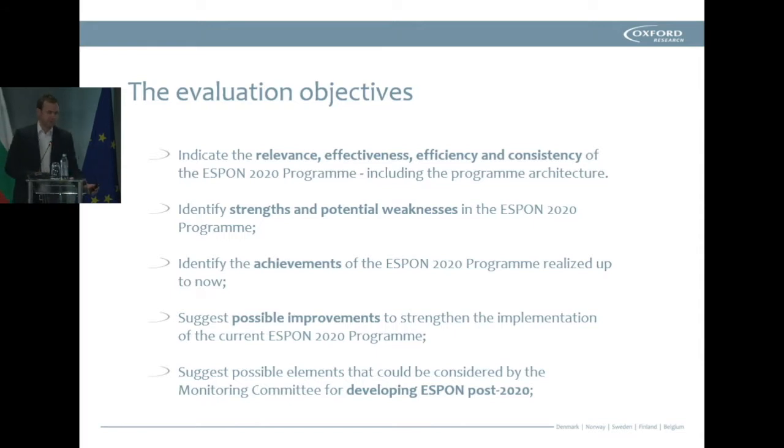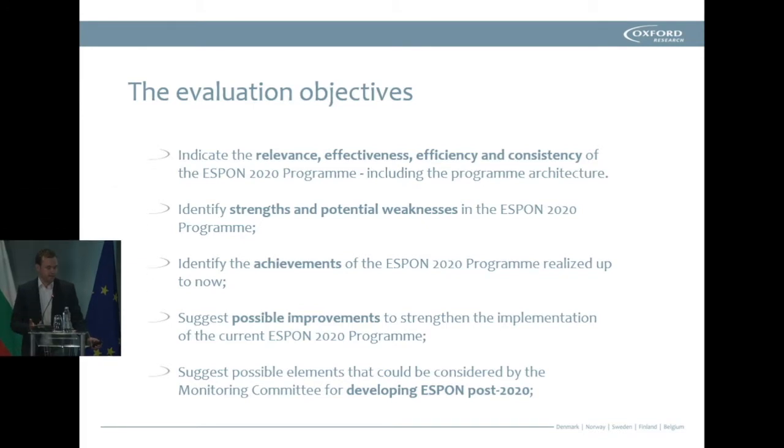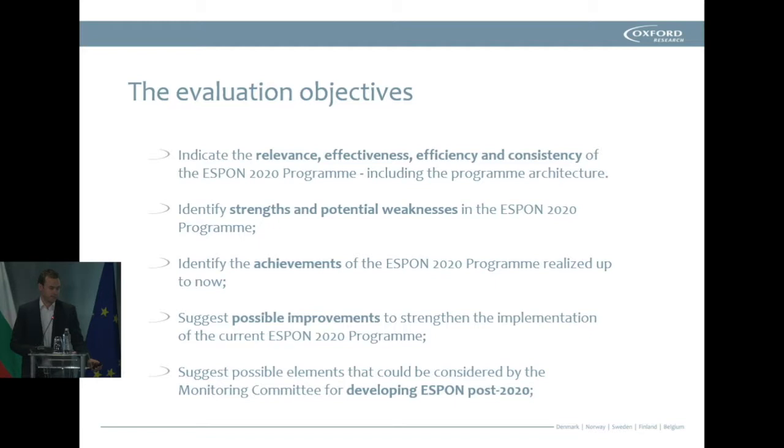So very briefly, in terms of the objectives, like all European evaluations, we're going to evaluate and indicate the relevance, effectiveness, efficiency and consistency of the programme, examining the programme architecture and the outputs and activities against these evaluation criteria. Under these criteria, we'll identify the strengths and potential weaknesses of ESPON 2020. We'll highlight the key achievements made by ESPON 2020, realised up to now, and as mentioned, suggest potential improvements to strengthen the implementation of the current programme, and also possible elements that could be considered by the Monitoring Committee for developing the ESPON programme post-2020.